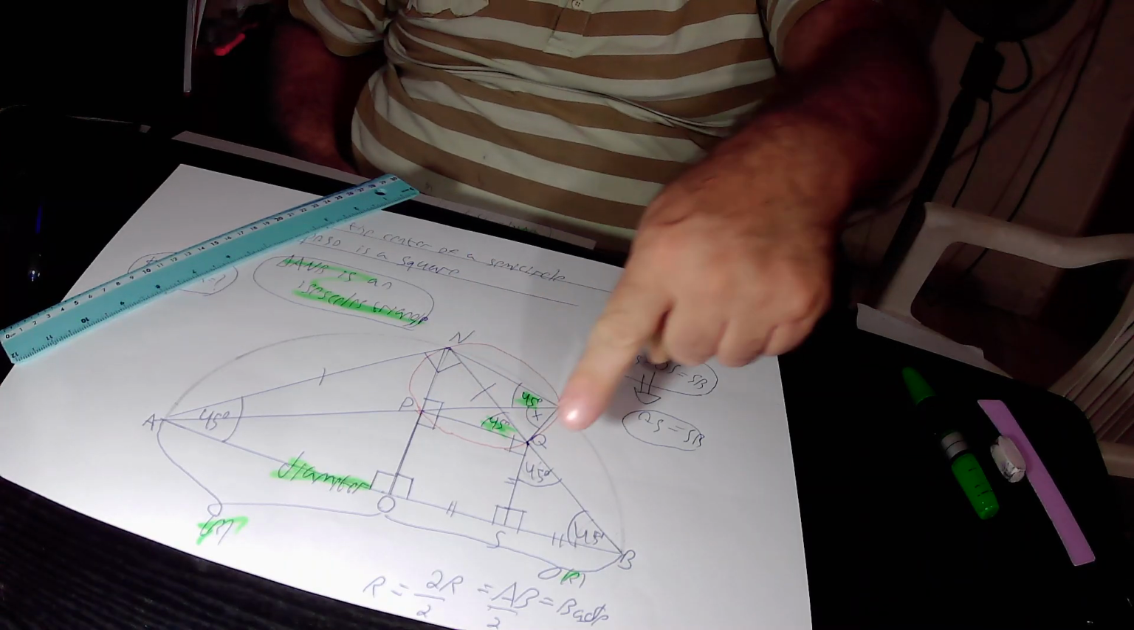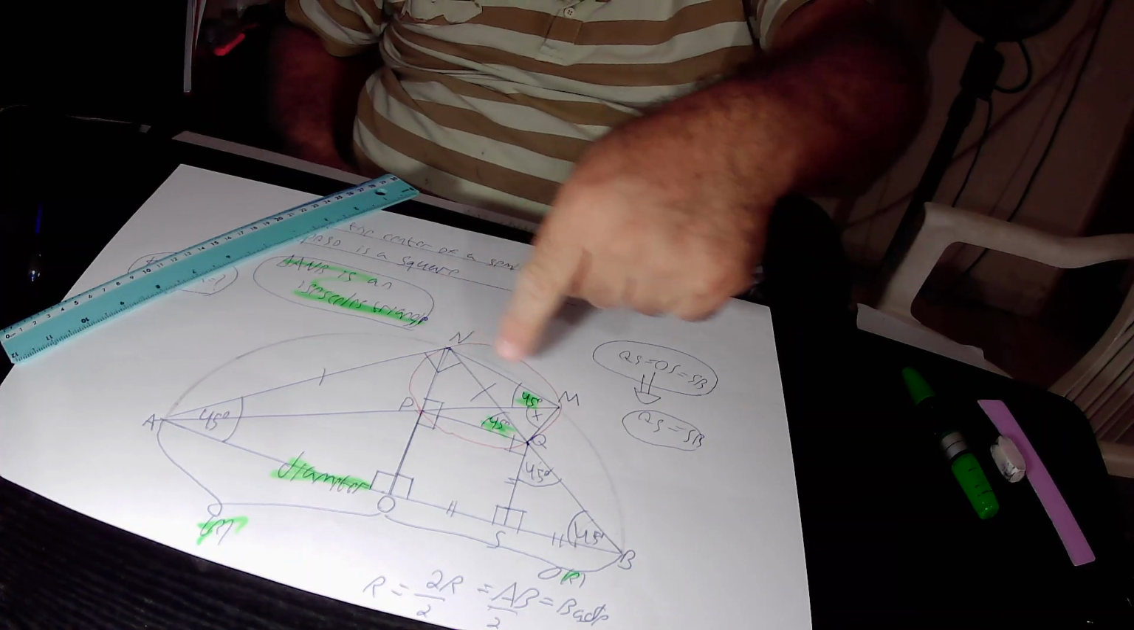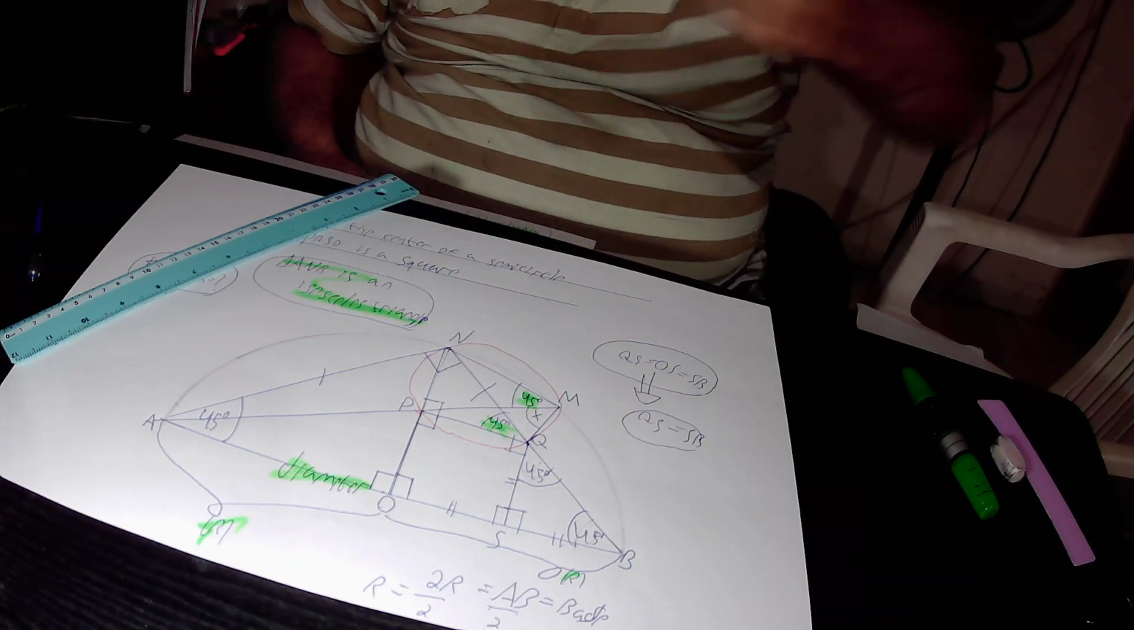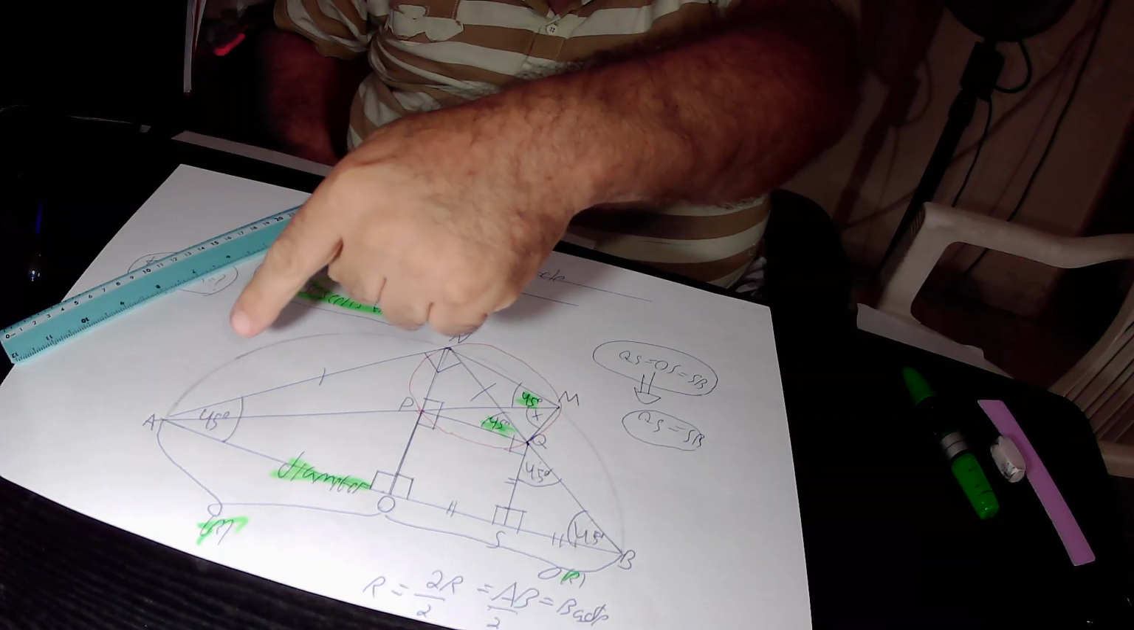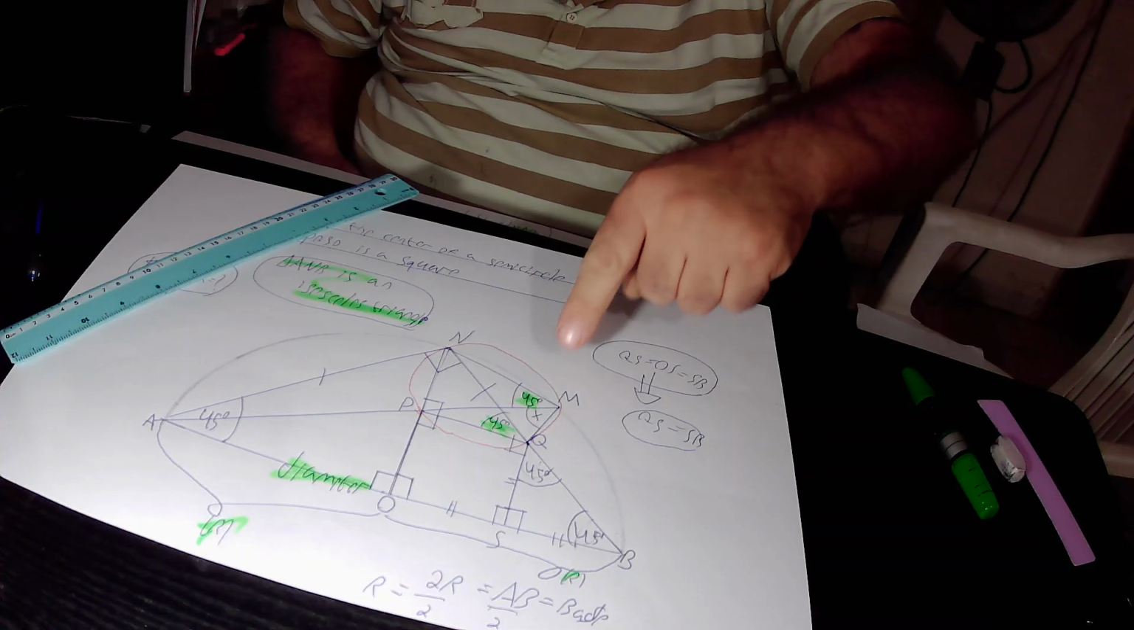We know that OS equals SB. Inside this semicircle, we have this square PQSO. Again, our task is to find the size of angle AMQ, that is equal to x. We have to find the value of angle x.